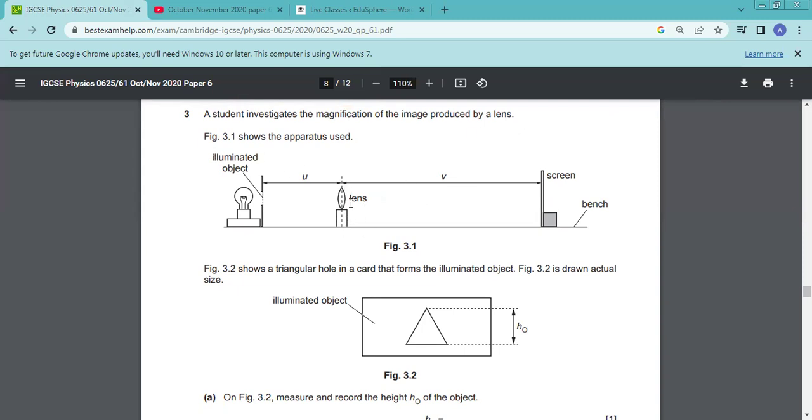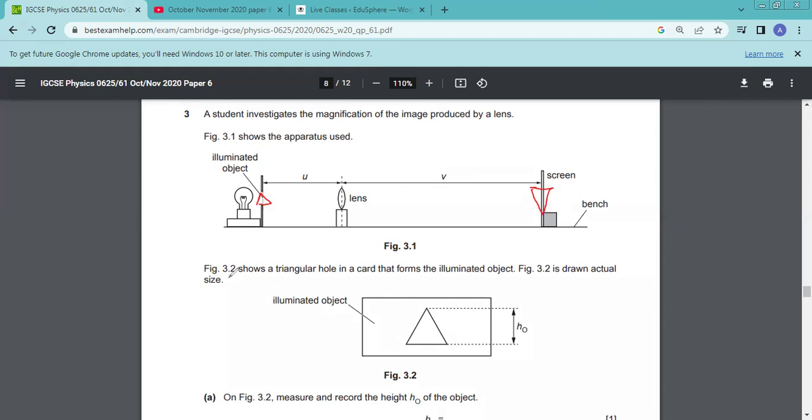This is the apparatus. This is the convex lens. There is a hole in front of an illuminated object. When the light goes in and the object, which is a triangular sort of shape, is placed here, the image is formed on the screen, and that image is going to be an inverted image as well as an enlarged image. For example, if the triangle is placed here, the image will be formed as an inverted and enlarged image, because with the help of a convex lens, the images are always enlarged and inverted.